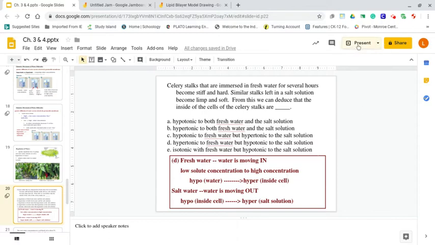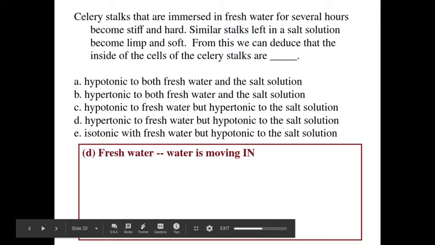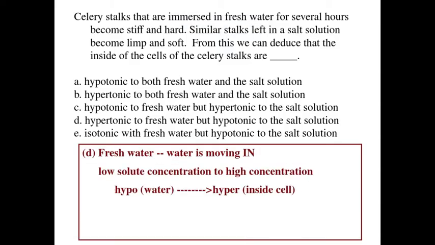So that explains this first part, that we can deduce the inside of the cells of the celery stalks are hypertonic to fresh water. Because remember, I just showed you in the other one, when we put the celery in fresh water, there were more solute particles inside the celery cells as compared to the outside environment. So then let's explain why it's hypotonic to the salt solution.